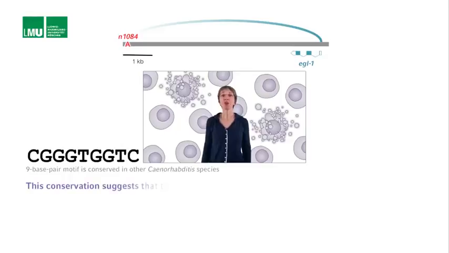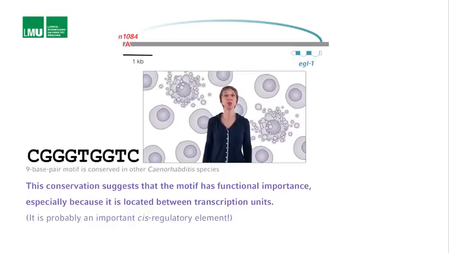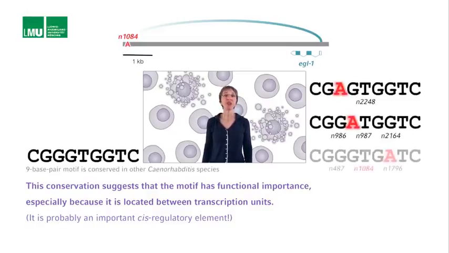Such conservation across Caenorhabditis species in general suggests functional importance, in particular when the region or motif of interest is located between transcription units and therefore in regions that are non-coding. Functional importance was furthermore suggested by the finding that the other 6 dominant EGA1 mutations identified in independent screens all affected the same small motif. Basically, all 7 dominant EGA1 mutations are G to A transitions within this 9 base pair long motif.